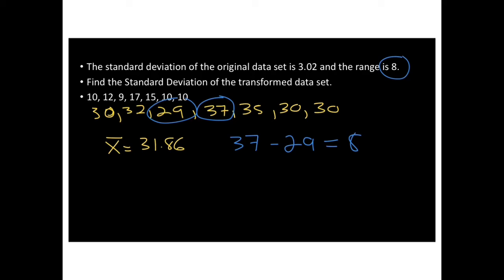And it turns out that's not a coincidence. When you're increasing everything or decreasing everything by the same amount, the distance from the smallest to the largest number is always going to stay the same. So whatever your original range is, your new range is going to maintain that same value.